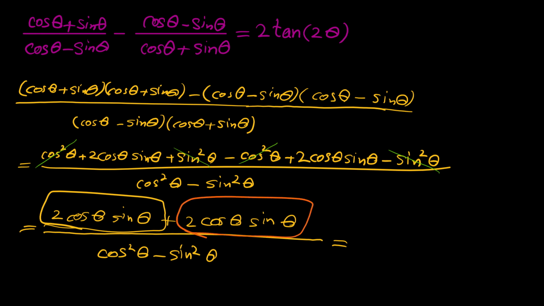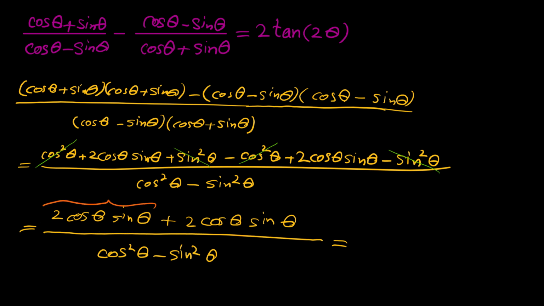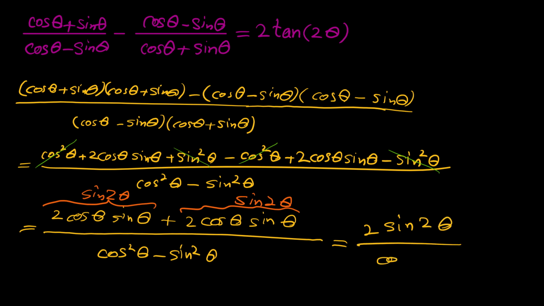And 2 sine theta cosine theta is sine of 2 theta. So in total we have 2 sine of 2 theta over cosine of 2 theta. Sine over cosine is tangent, so this equals 2 tangent of 2 theta. We got to the other side of the relation.